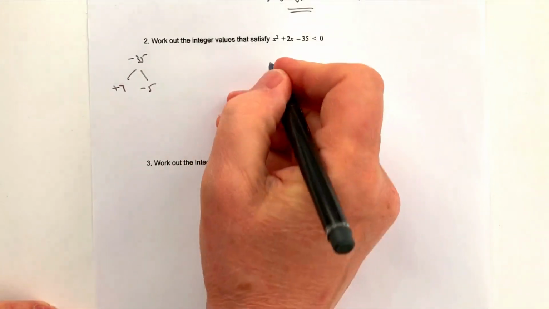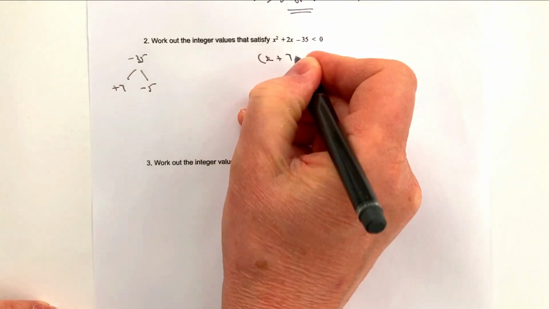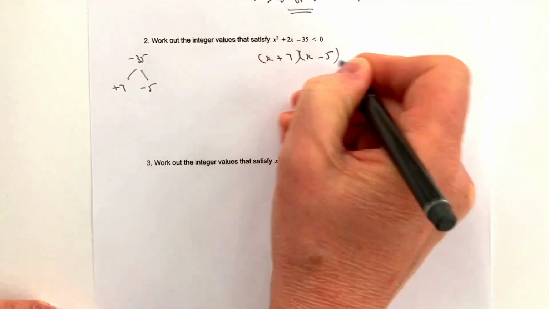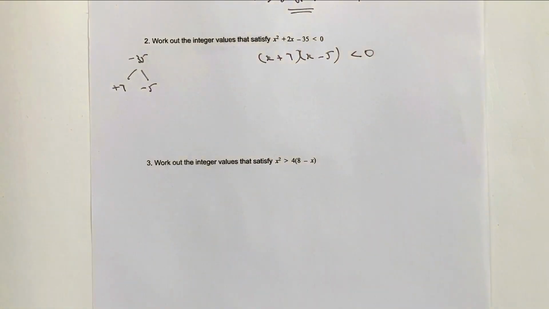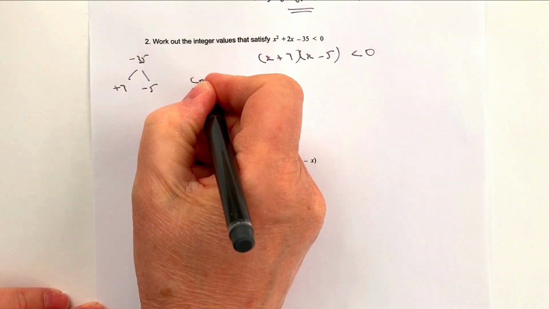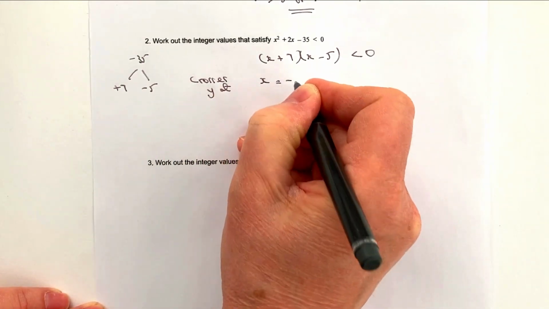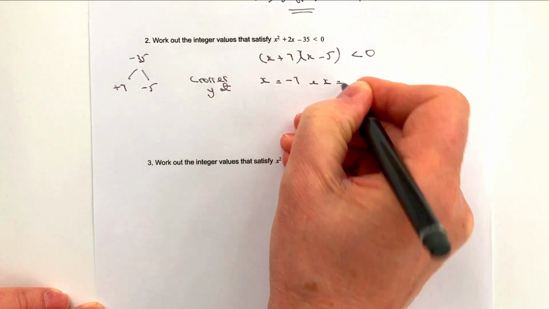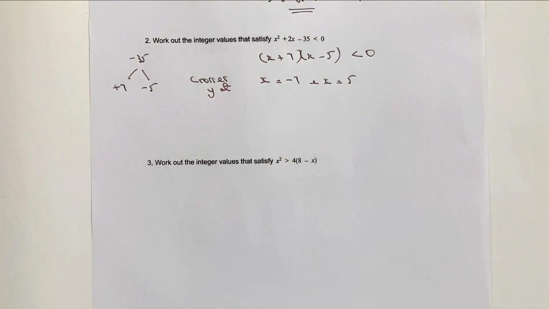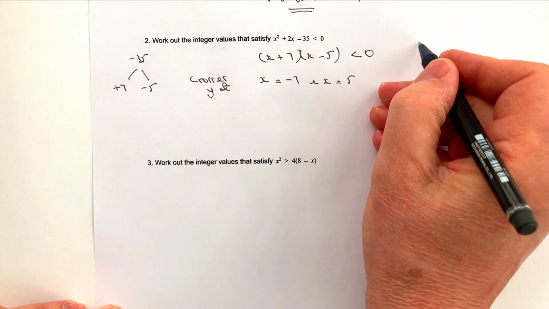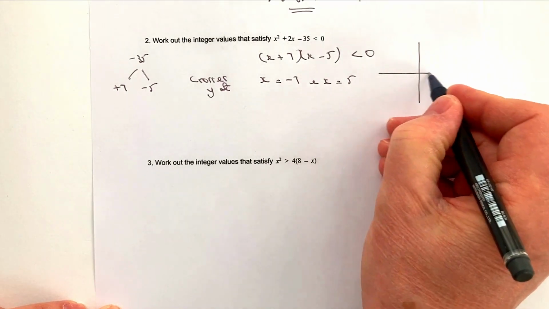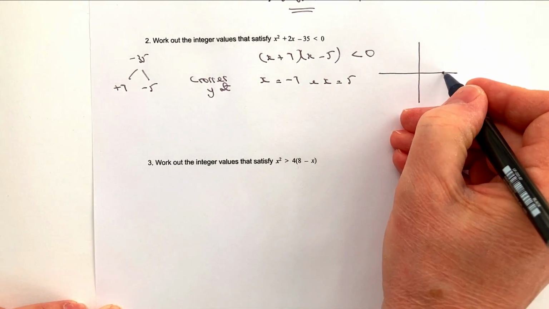So I can write this inequality as x plus 7 multiplied by x minus 5, in this particular case, is less than 0. Okay, so again we're saying that it crosses y at x equals minus 7 and x equals positive 5. So again, I'm just going to draw a little sketch just to illustrate that. I kind of like drawing these sketches. It works for me, and it just helps me to get a good idea of what it is I'm trying to show. So this is going to be 5.